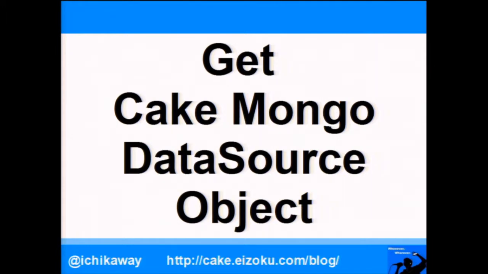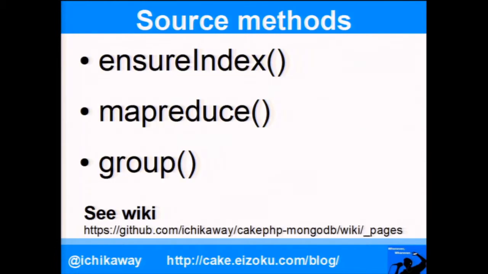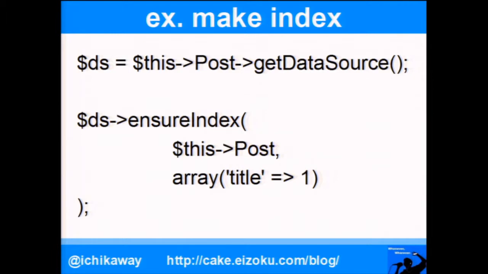Okay, move on. Next is getting the CakeMongo data source object. Why? Because this data source has some methods like ensureIndex, for making an index, or the MapReduce method, or group. Group is similar to GroupBy of an RDB. At first, call the getDataSource method. This method returns the data source instance. So after that, we can use the data source methods. This example calls ensureIndex to create an index.